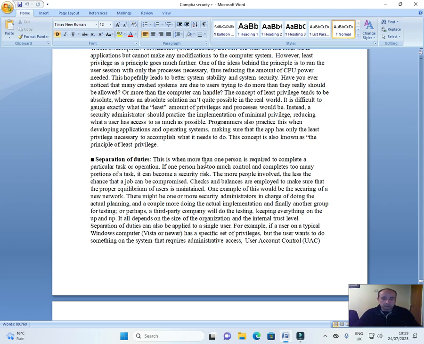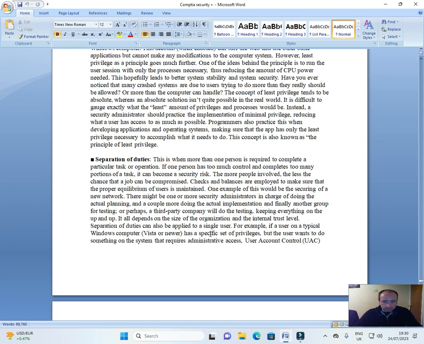Separation of duties. This is when one or more persons are required to complete a particular task or operation. If one person has too much control and completes too many portions of a task, it can become a security risk. The more people involved, the less the chance the job can be compromised. Checks and balances are employed to make sure that the proper equilibrium of users is maintained. One example of this would be the securing of a new network. There might be one or more security administrators in charge of doing the actual planning and a couple more doing the actual implementation, and finally another group for testing, or perhaps a third-party company will do the testing. Keep everything on the up and up. It all depends on the size of the organization and the internal trust level.